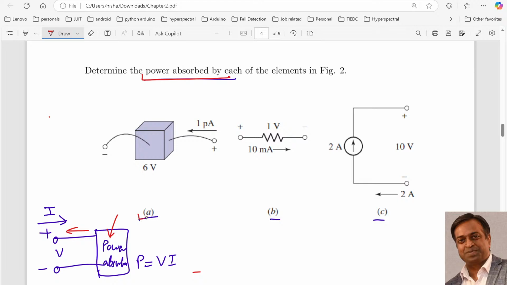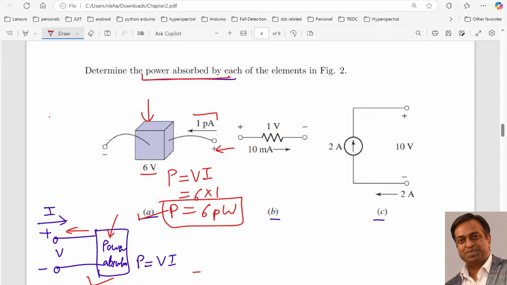So coming to the first one, over here it is given 6 volt, and the current is 1 picoampere. So our power will be VI, which is 6 into 1, which is 6 picowatt. Now we need to put a sign, plus or minus. Plus if this element is an absorber, minus if this element is a supplier. Since this current is entering the positive terminal, it is a power absorber as per this. So the answer for the first part is 6 picowatt.